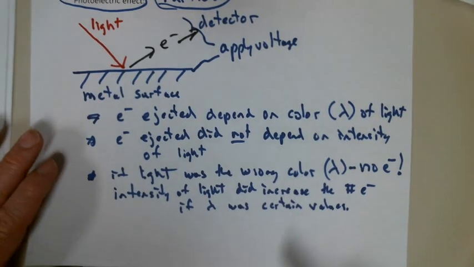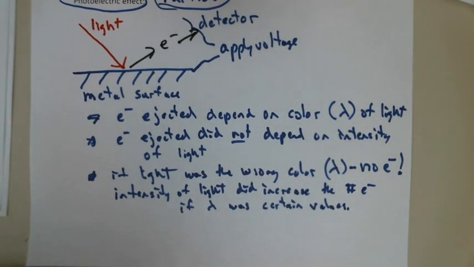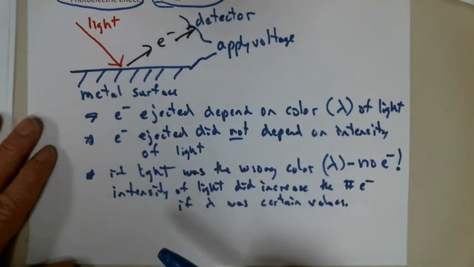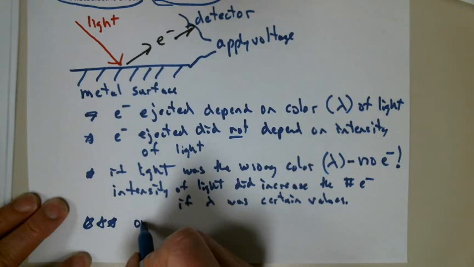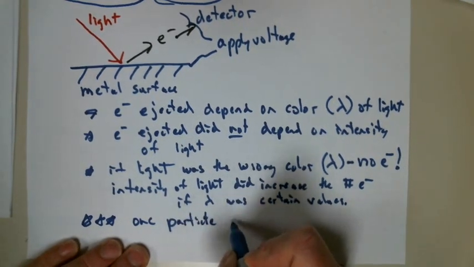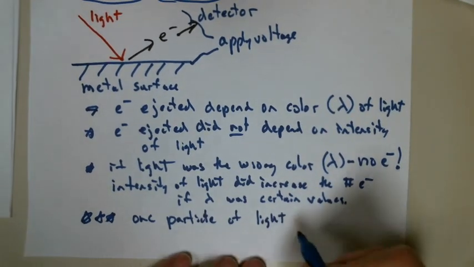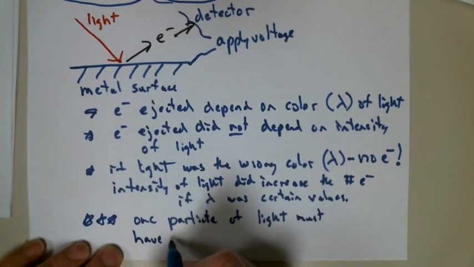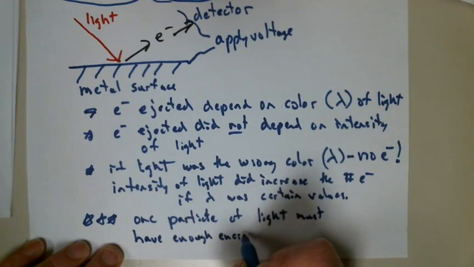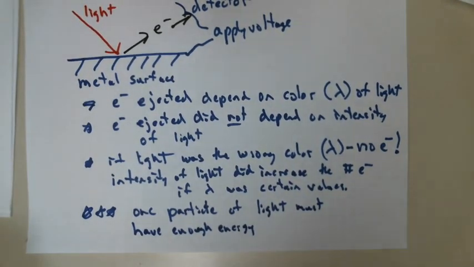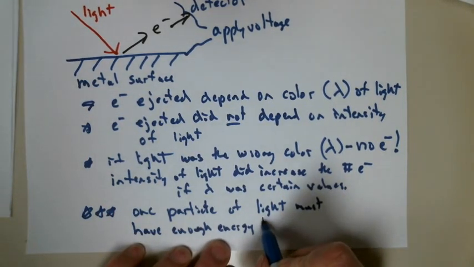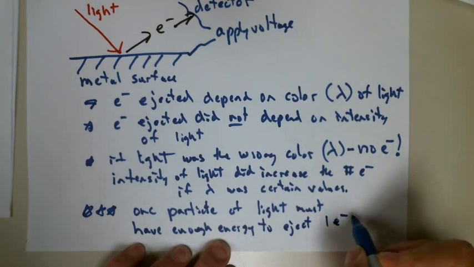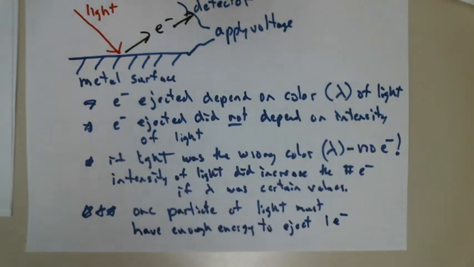All right, what does this mean in terms of what light must be? Well, if it was a wave, if you increased the intensity, the energy of the total light, it would have to give us electrons, right? But that's not what they saw. So what this means is that you have to have one particle of light with enough energy. Now, does that make sense to you? That the wavelength, then, the nature of that light has to be such that it can eject an electron. So one piece of light must have enough energy to eject one electron. All right, so that's the explanation of the photoelectric effect.